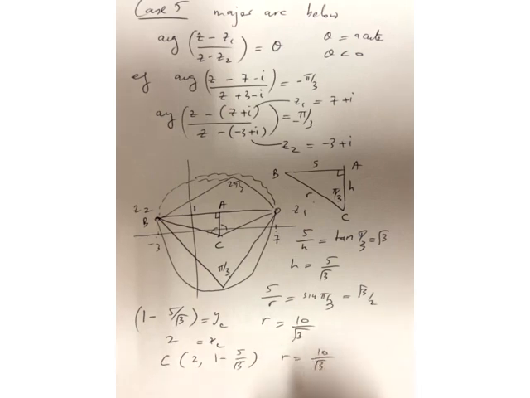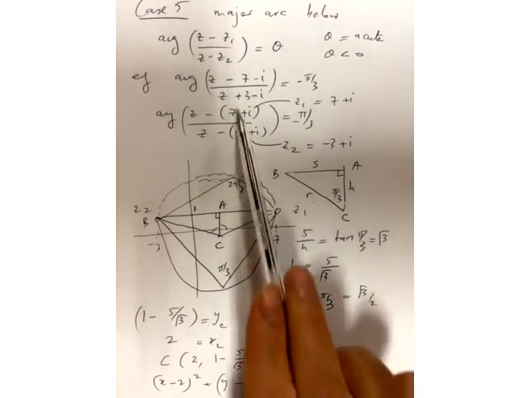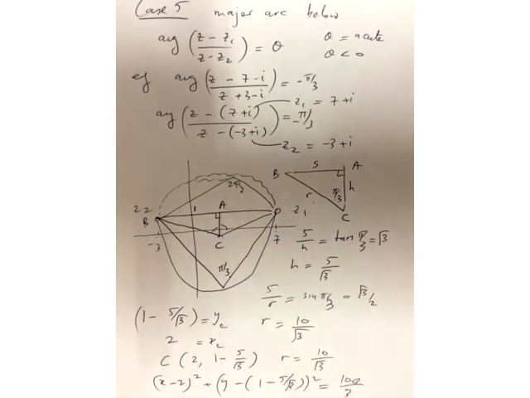The radius is 10 on root 3. So the Cartesian equation then is x minus 2 squared, because that's the center, that's your h and that's your k, plus y minus 1 minus 5 on root 3, all squared, equals the radius squared, which is 100 on 3. So the Cartesian equation is that, and the complex equation is basically that. And that represents a major arc below the interval. And that's where I'll stop.